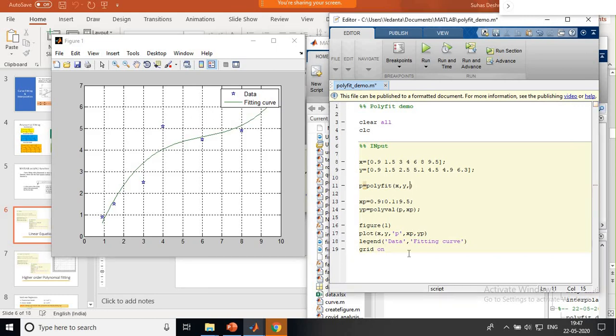Then if I go for a 4, how many points can we go? What is the highest order I can go? I can go up to how many points there are in this. Maybe 1, 2, 3, 4, 5, 6, 7 points are there. I can fit up to 6th order. If I go for more than that, practically it is not possible. We'll go for 5th order. We'll just look at it.